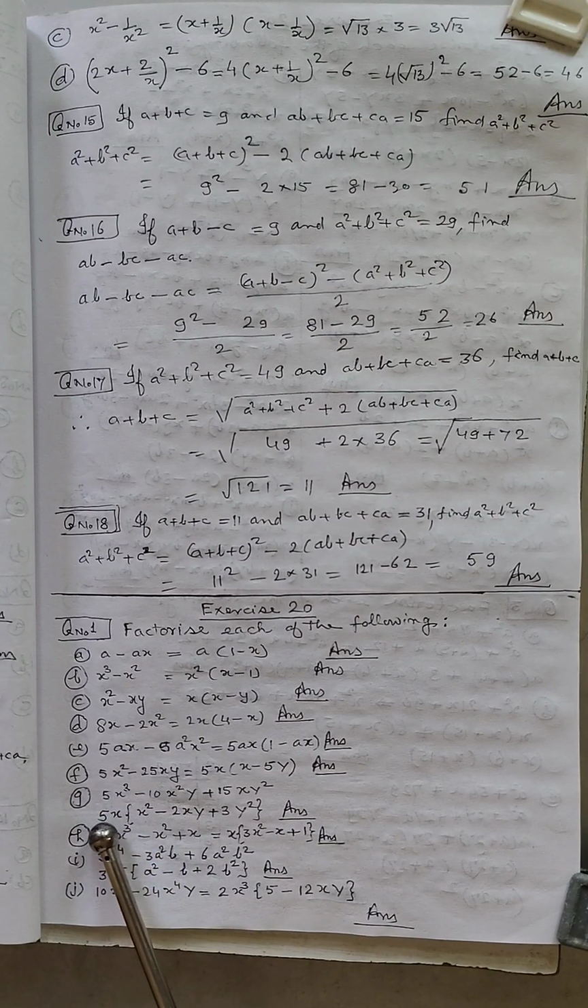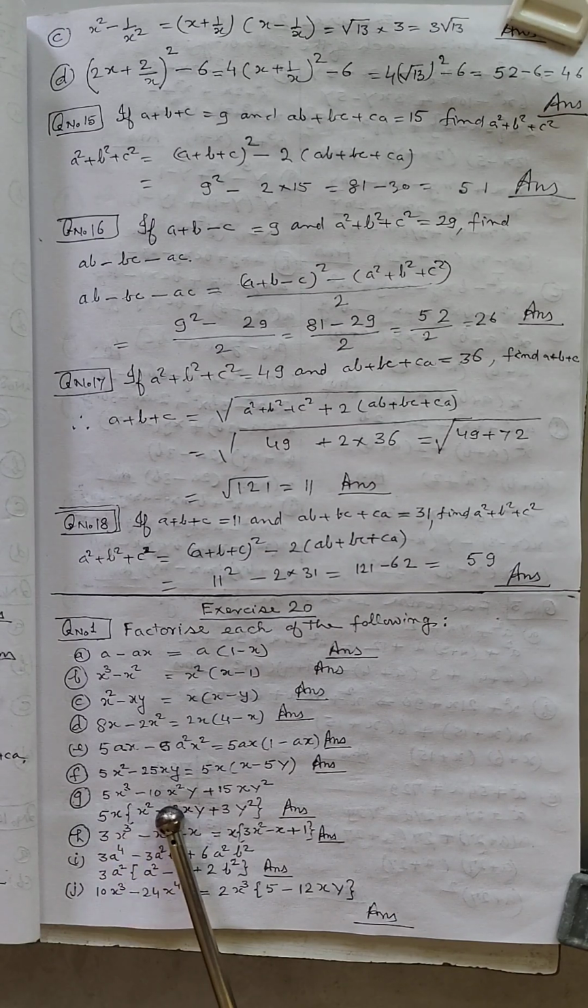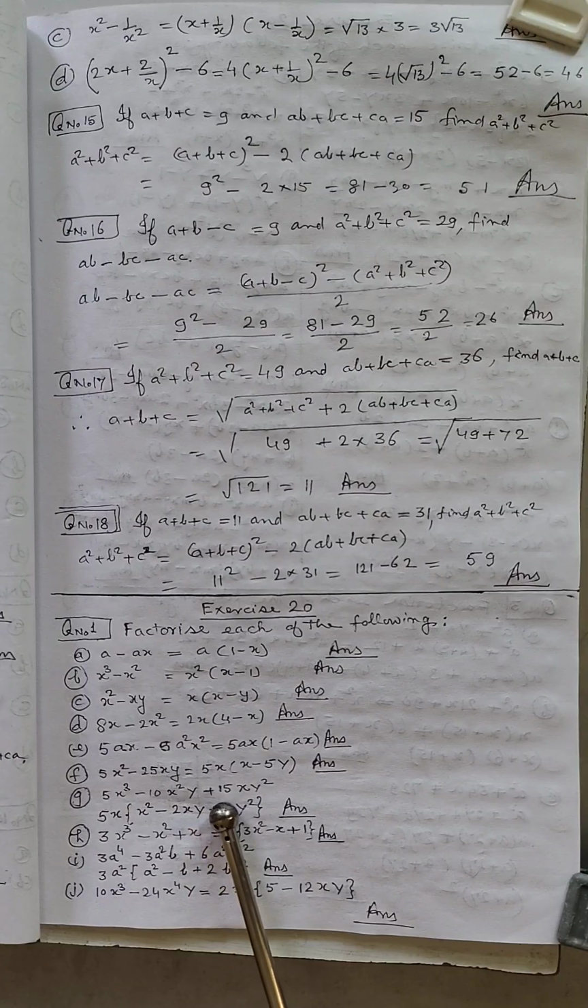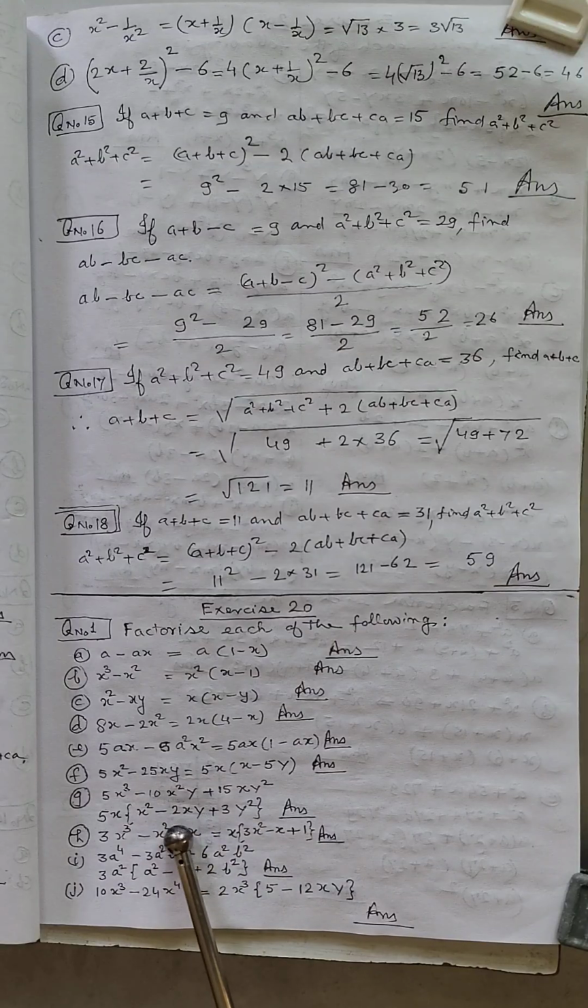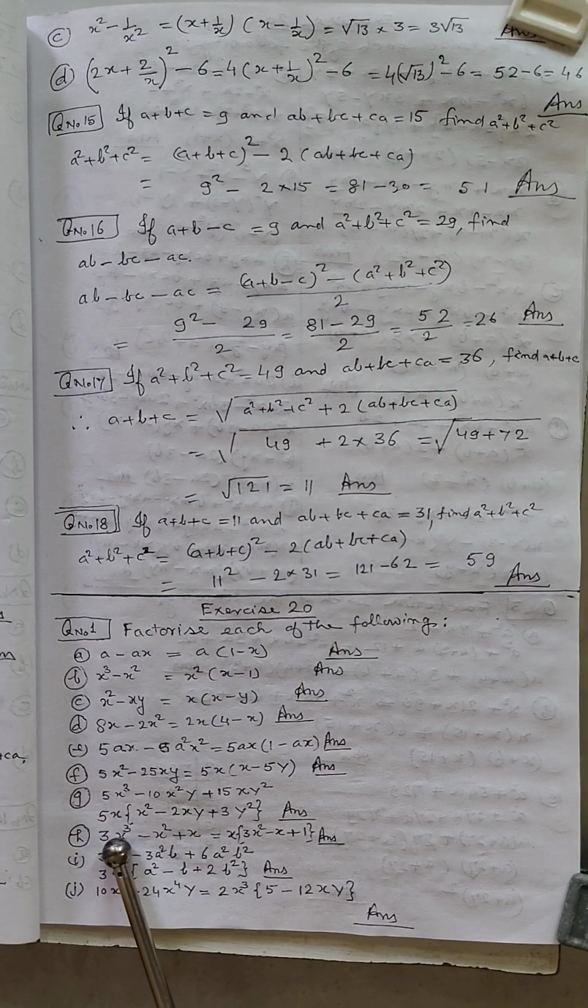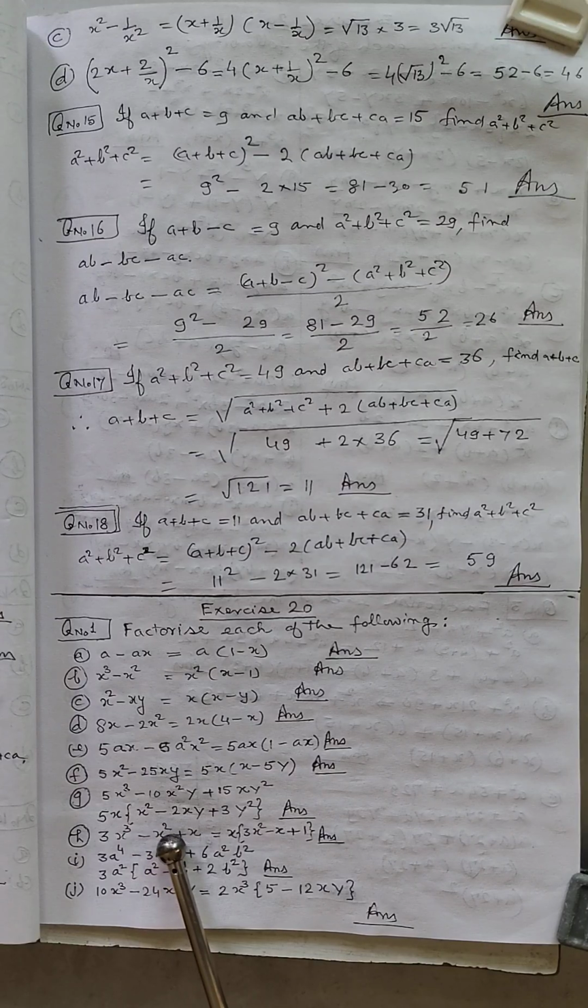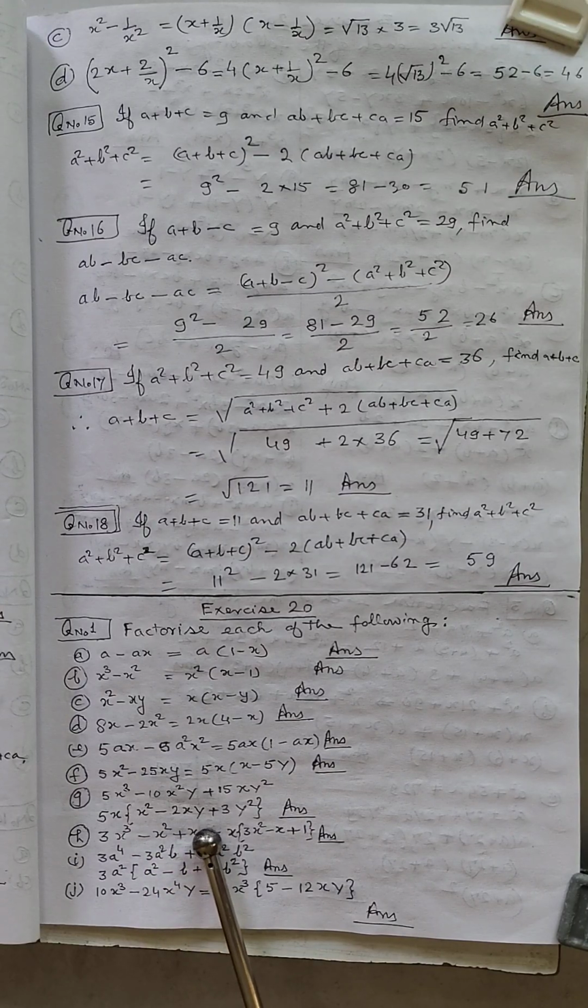Now come to the g part, that is 5x cube minus 10x square y plus 15xy square. So we can take 5x common from all these terms. So after taking 5x common, inside the bracket we are having x square minus 2xy plus 3y square.